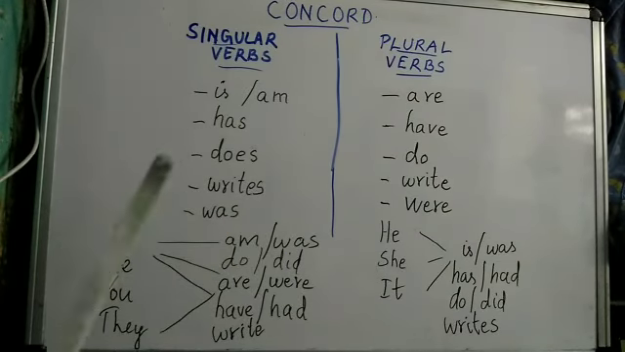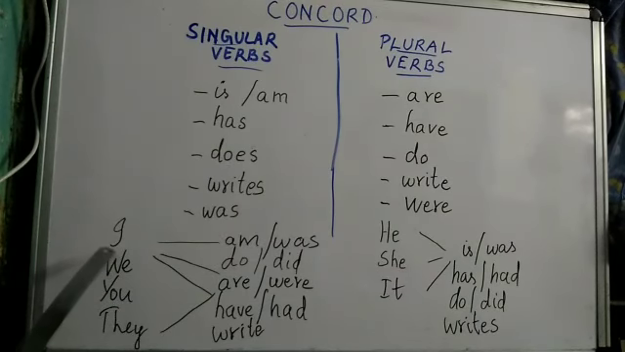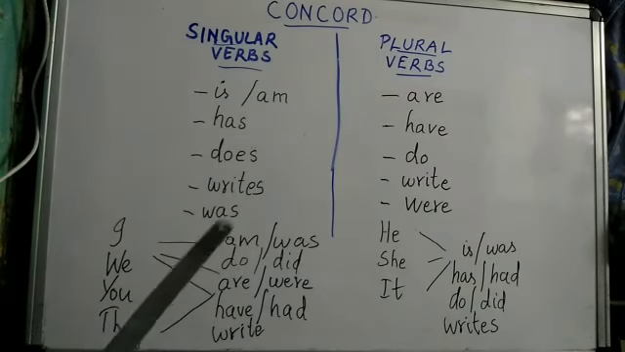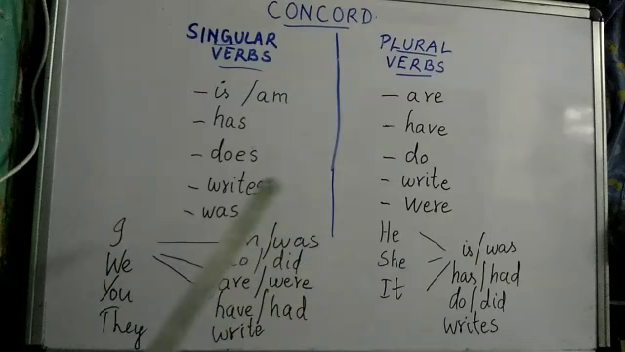So first you should know the persons. I, we, you, they. I is first person singular and we first person plural. You is second person singular and plural. They is third person plural. He, she, it third person singular. Okay, we shall see the usage of these verbs.